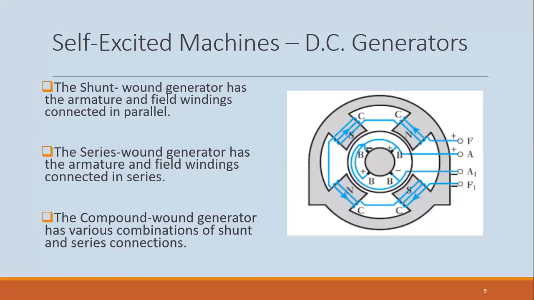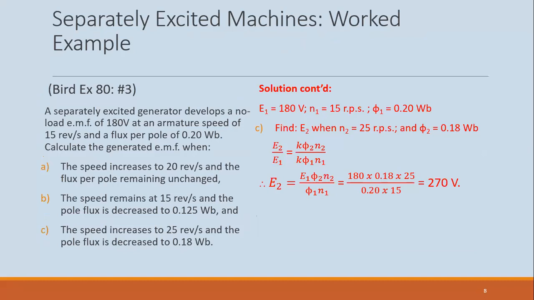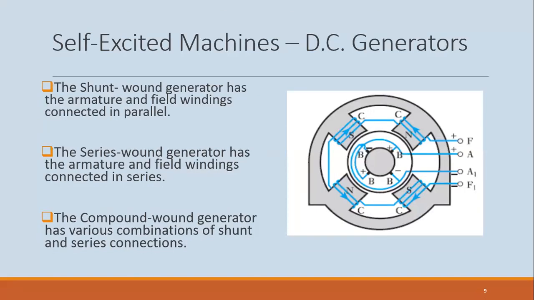All right, so self-excited machines now. DC shunt wound generator: the field windings and the armature windings are connected in parallel. Series: armature and field windings are connected in series. And then compound: we have various combinations of shunt and series for the compound.